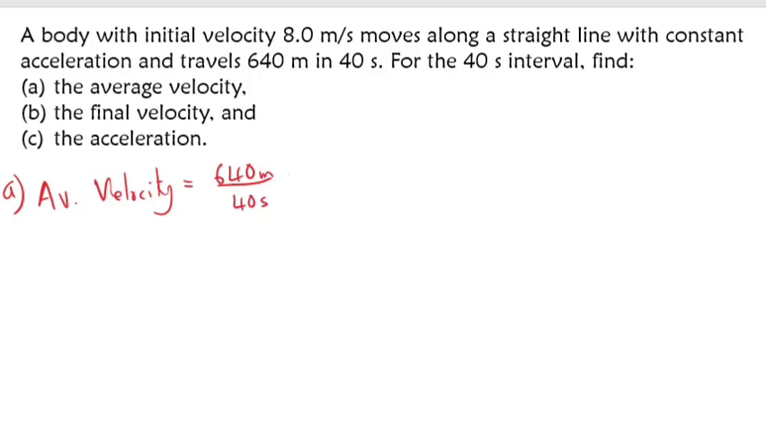Okay, so if we divide what we have, this should give us 16 meters per second. Part B says the final velocity. So to find the final velocity, we'll say final velocity is equal to, since we don't have acceleration, let's use this formula: initial velocity plus at. Okay, but remember we don't have acceleration. So before we even find the final velocity, we need to obtain an expression for acceleration.